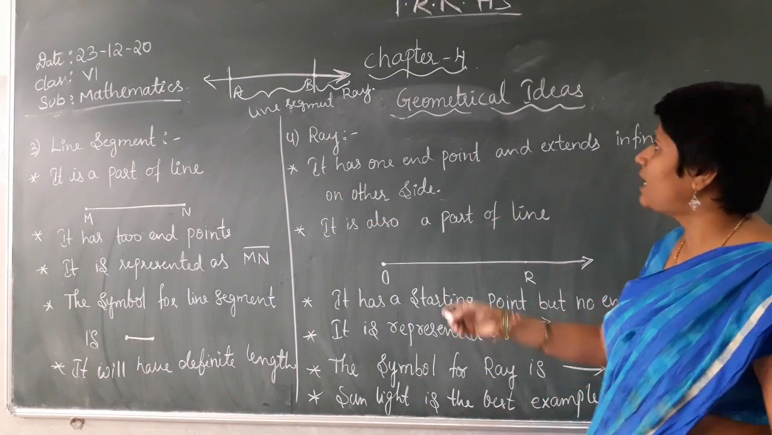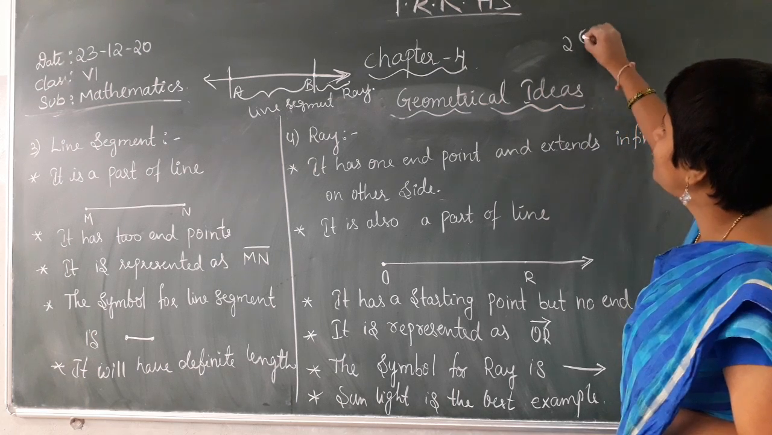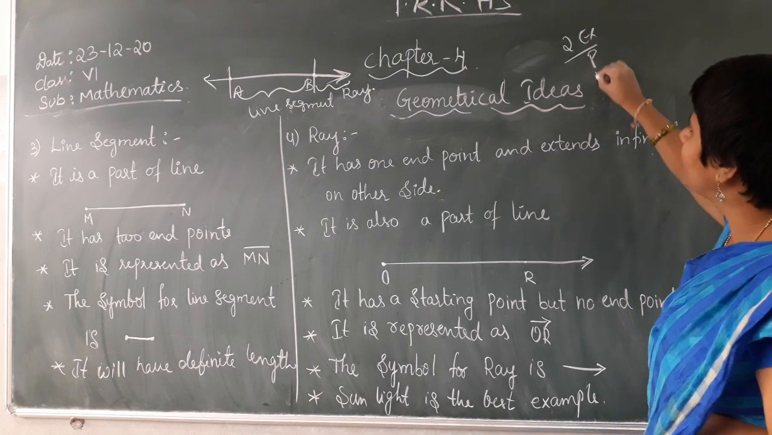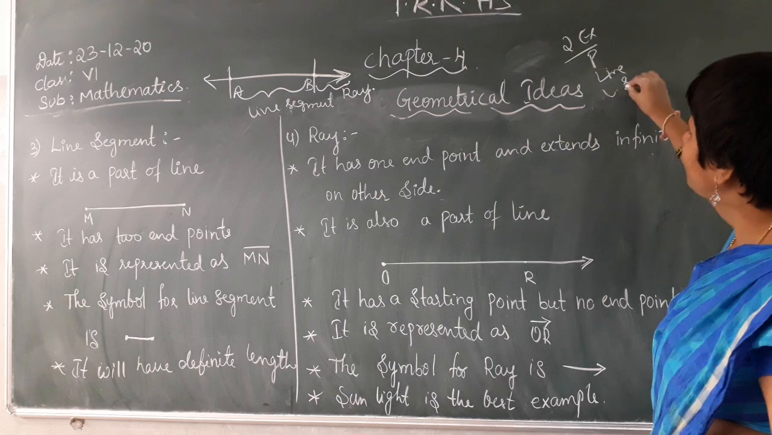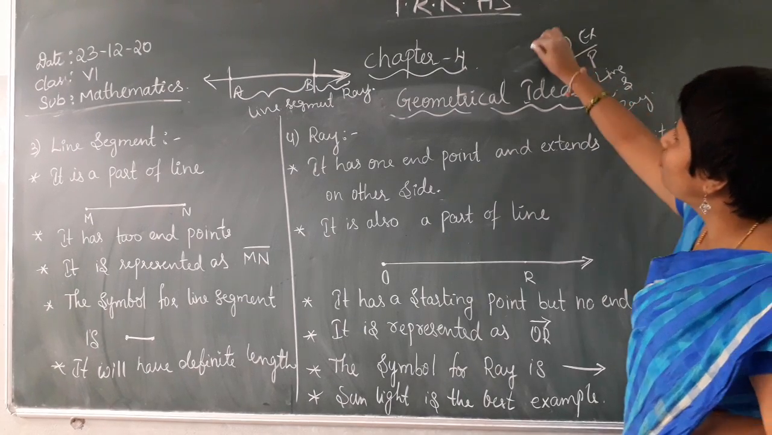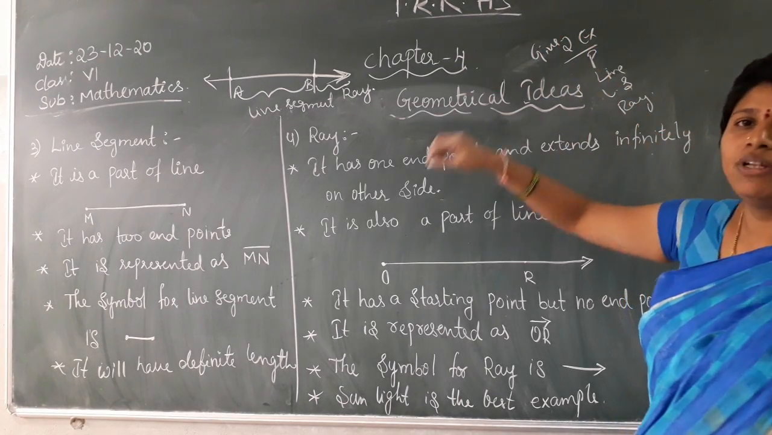Clear? So like this, at least 2 examples you write down for each one: point, line, line segment and ray. Give at least 2 examples for each one.